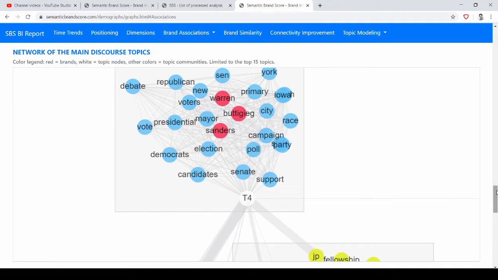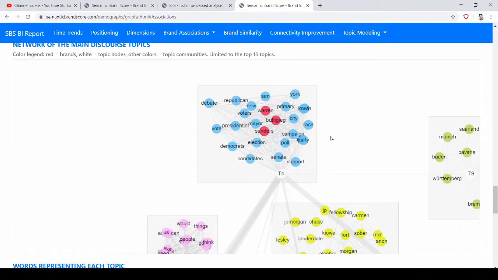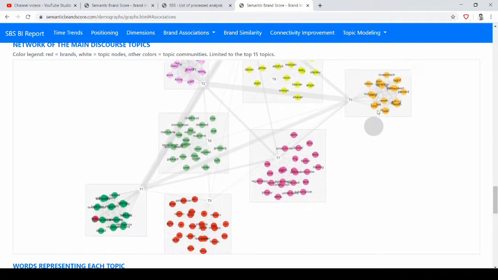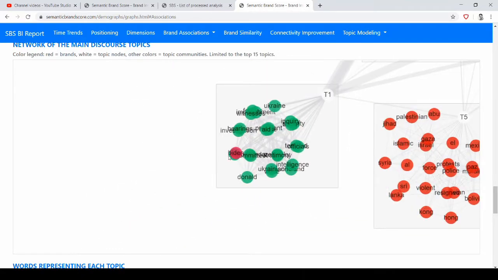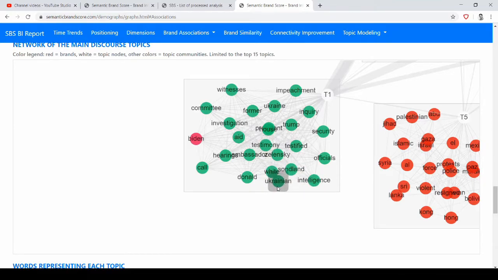Peculiarly, the brand, so the candidate who won the primaries, is not primarily located in this cluster, but in another cluster. Let me see if I find it. Yes, he is here. In topic one, we find Biden, and this is more related to Donald Trump, an investigation, Ukraine, inquiry. So it's a totally different topic. It's not that Biden is not also related to the other topics, like the one about the vote and the elections, but it has a stronger link with this other topic here, intelligence, Ukraine, and so on.